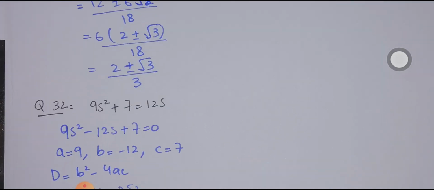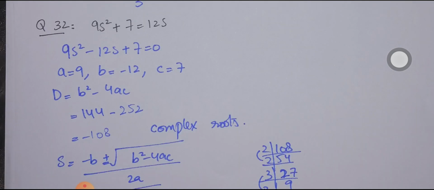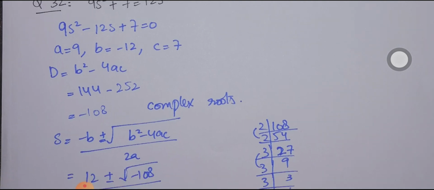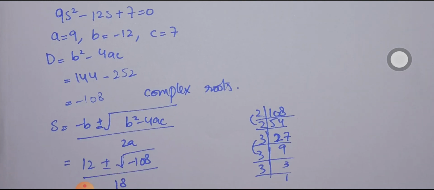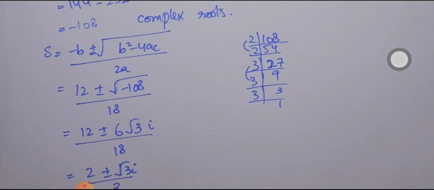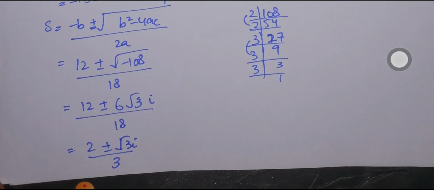Next we have question number 32. 9x square plus 7 is equal to 12x. Again we must have 0 on the right hand side. In this case a is 9, b is minus 12 and c is 7. Discriminant is a negative number, so we will have complex roots and we can solve it as well. 2 plus minus square root of 3 iota, whole divided by 3.